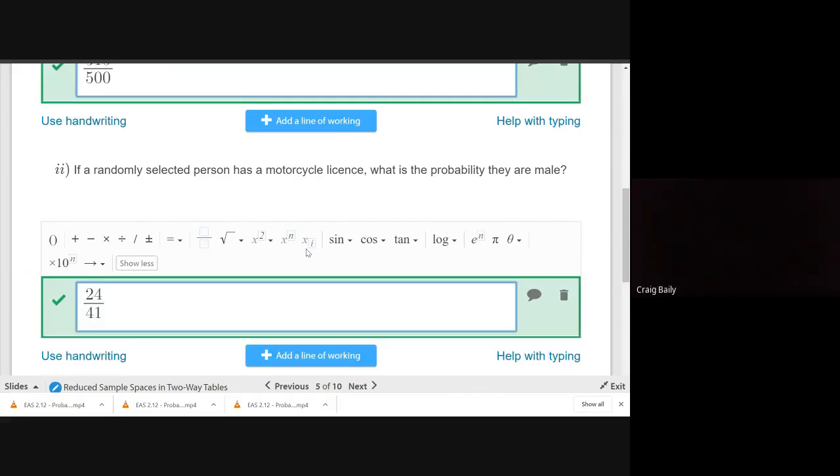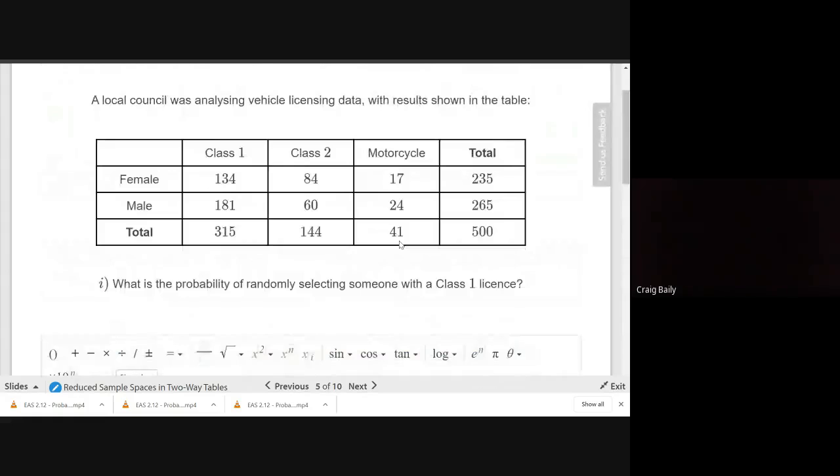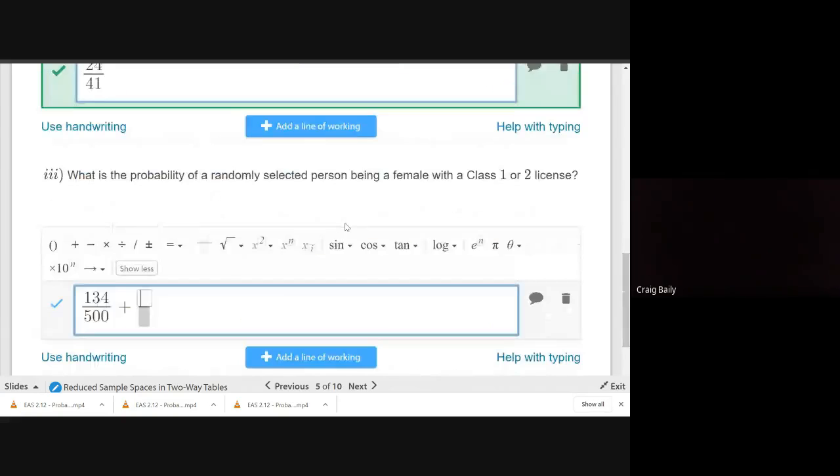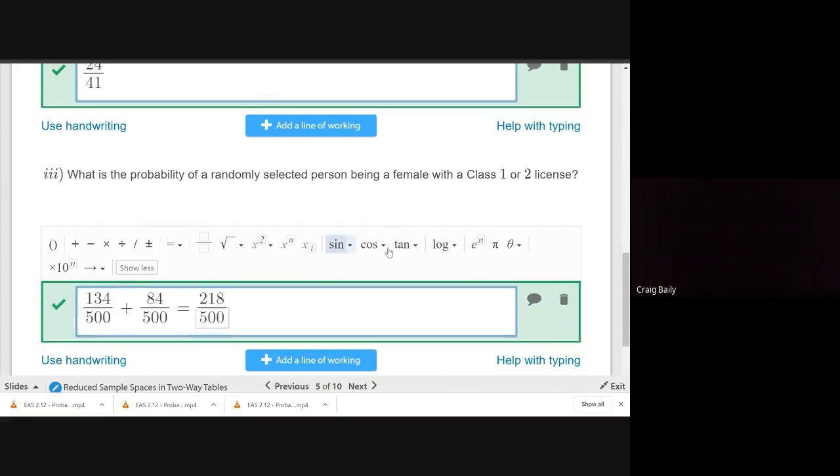Okay, so randomly selected female, being a female with a Class 1 or a Class 2, there is 84 out of 500. 84 over 500, and adding those together, we are going to get, and that's going to be 8, 9, 10, 11, 218 over 500. Outstanding.